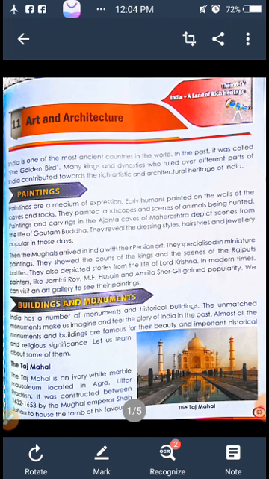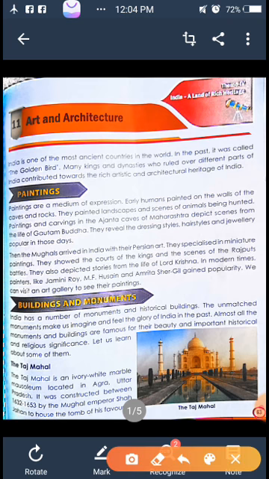Even some of the monuments, that means temples, are associated with some of our Hindu goddesses. Some places give us the real picture of Indian history. One of the best examples you can see is the Taj Mahal. The Taj Mahal is the best picture of the history. So students, this chapter is already over. So today we will discuss the exercise of this chapter.